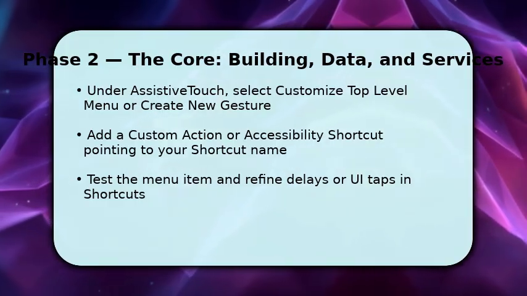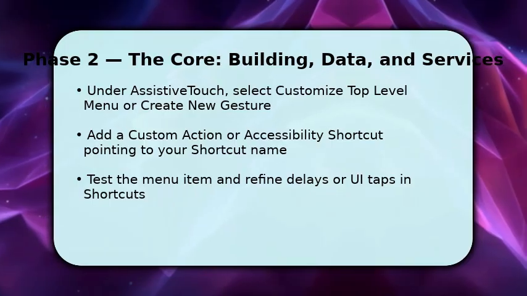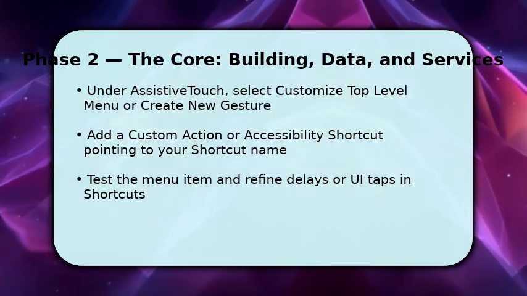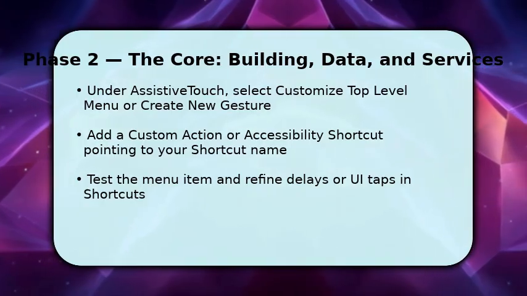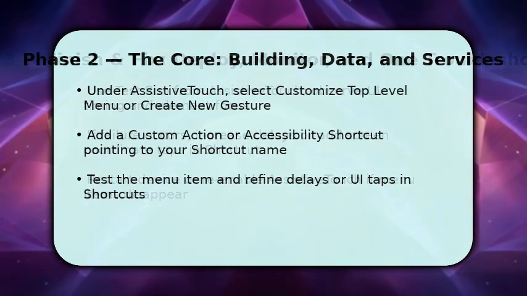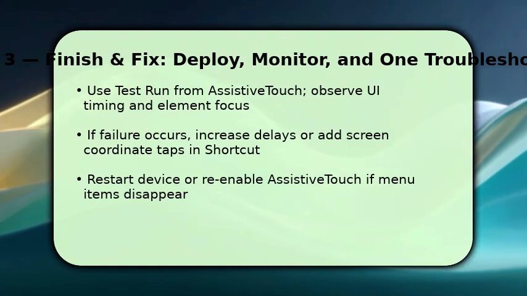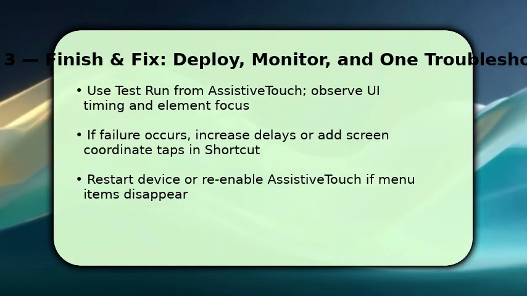Make sure to test the action from the Assistive Touch menu, observe timing on UI elements, and return to Shortcuts to adjust delays or taps if something misaligns. Finish by validating the macro end-to-end: invoke Assistive Touch, select your custom action, and watch it run.